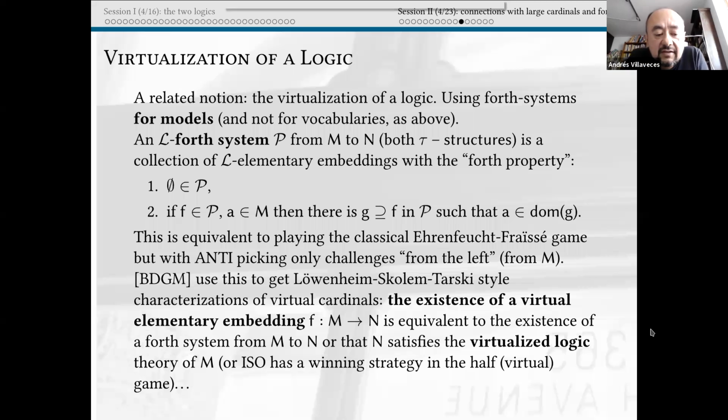That is equivalent to the existence of a Fraïssé system from M to N, or that N satisfies the virtualized logic theory of M. I failed to include here the virtualized logic, but it is essentially a closure of the logic under existential constructions corresponding to the existential property described in the Fraïssé system, or that ISO has a winning strategy in the half game or the virtual game. So they characterize the existence of a virtual elementary embedding, and I think that's a nice thing to try.